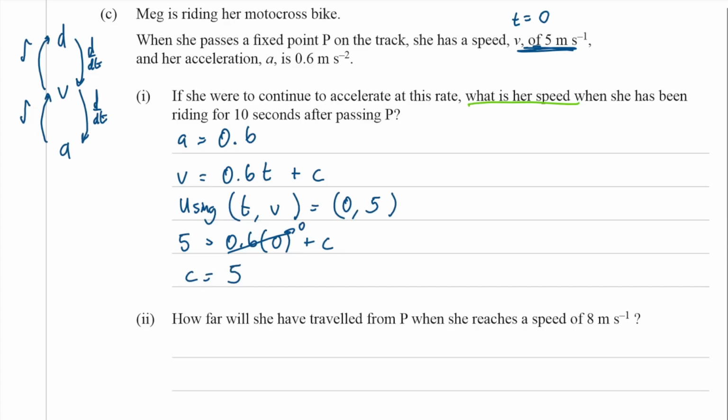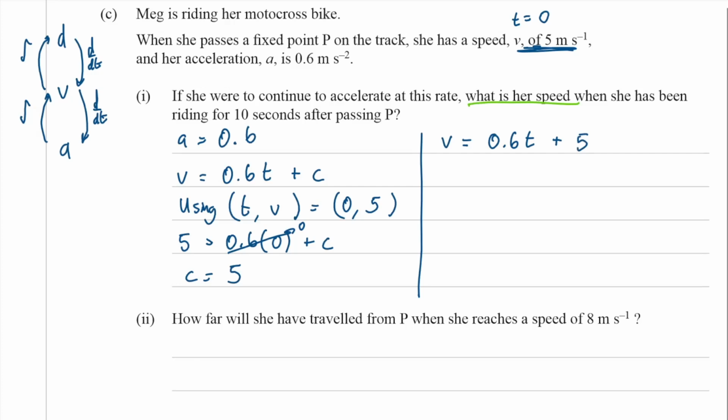Which makes sense, right? Initially, she's moving at 5 meters per second. So we would expect the plus c to be 5. So this gives us v equals 0.6t plus 5. Cool.